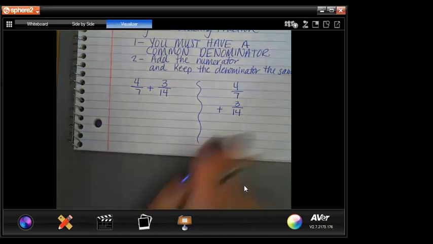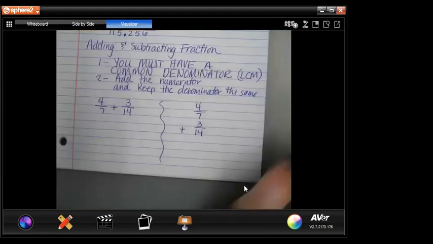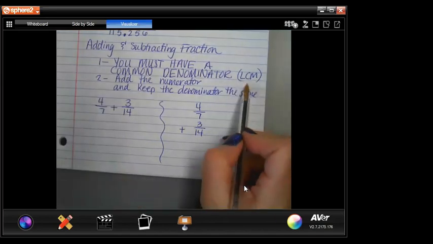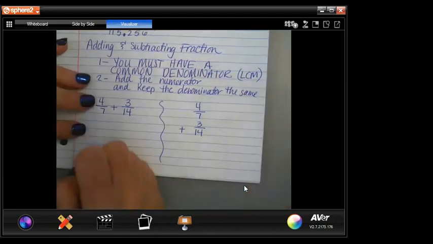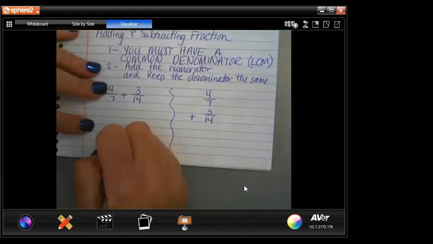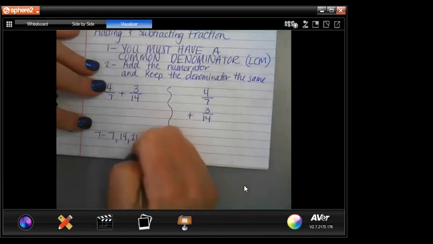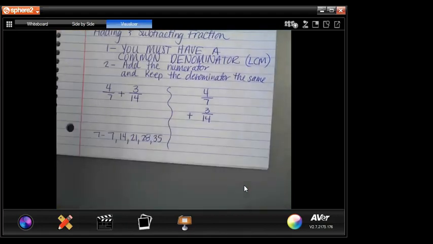That common denominator is actually the LCM, which is called the least common multiple. All right, so multiples. If we go down here, the multiples of 7. 7 times 1 is 7. 7 times 2 is 14. 7 times 3 is 21. 7 times 4 is 28. 7 times 5 is 35. And so on.